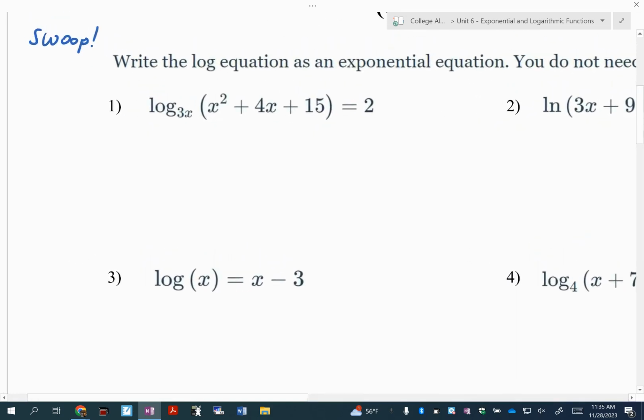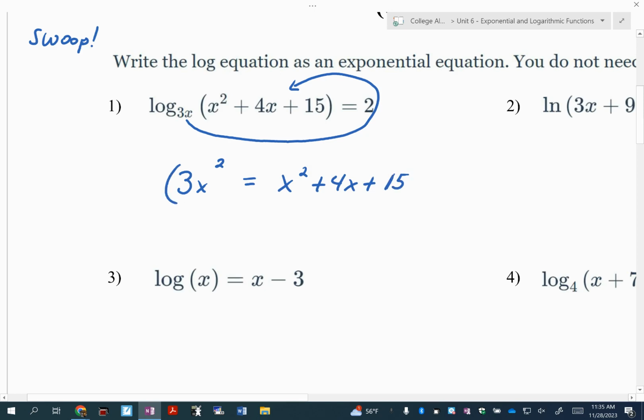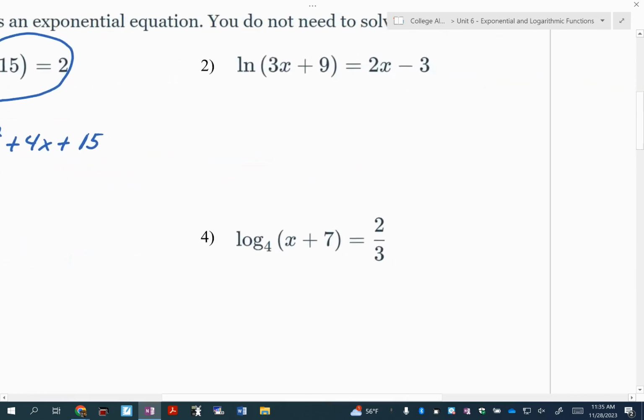So this first one says log base 3x of x squared plus 4x plus 15 equals 2. So we're going to start at the base, swoop around to get to that argument. So it's going to be 3x raised to the second power equals x squared plus 4x plus 15. All right, I'm actually going to make this 3x in parentheses so you know that whole thing is a base. All right, and that's it. That's all you have to do for that one. Let's do the same thing for number 2.